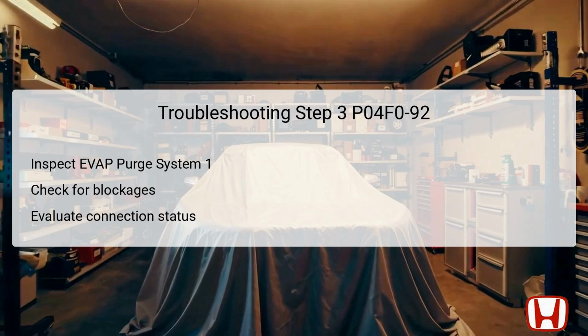Each connection should be verified for tightness and integrity, as even minor leaks can significantly impact system function. If abnormal conditions are found, these issues must be resolved to ensure that the purge system operates correctly. Successful inspection ensures that no leakage or damage occurs, preventing any adverse effects on the overall emission control mechanism.